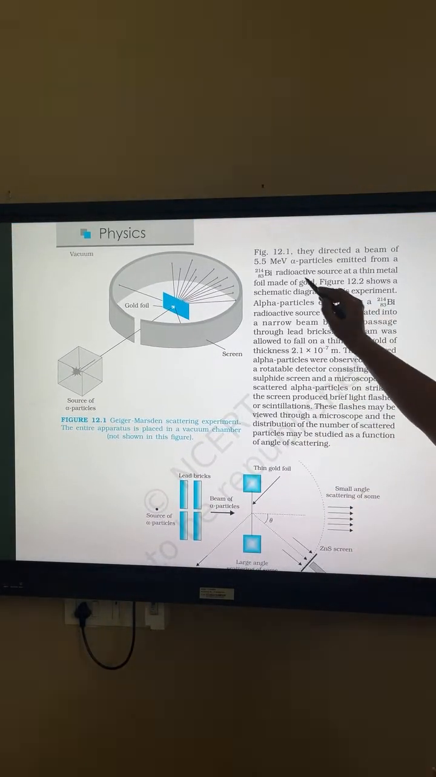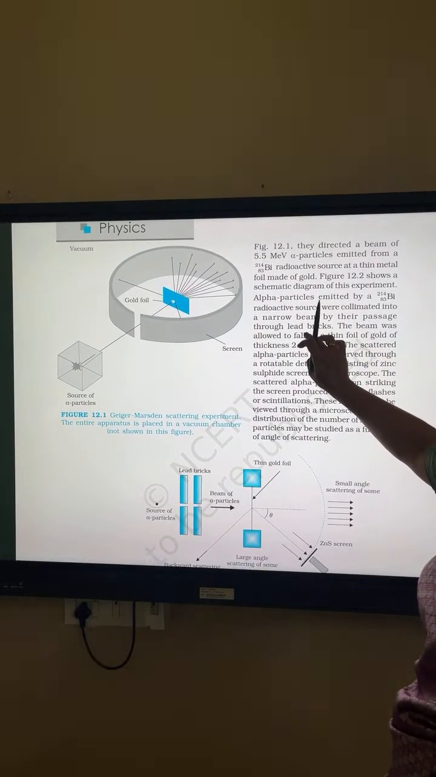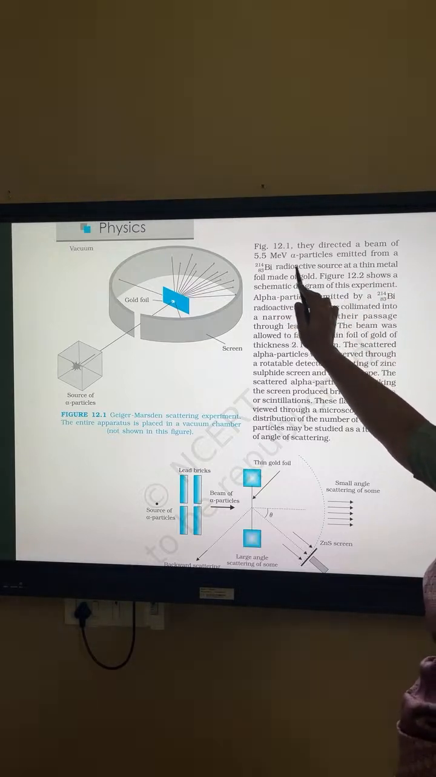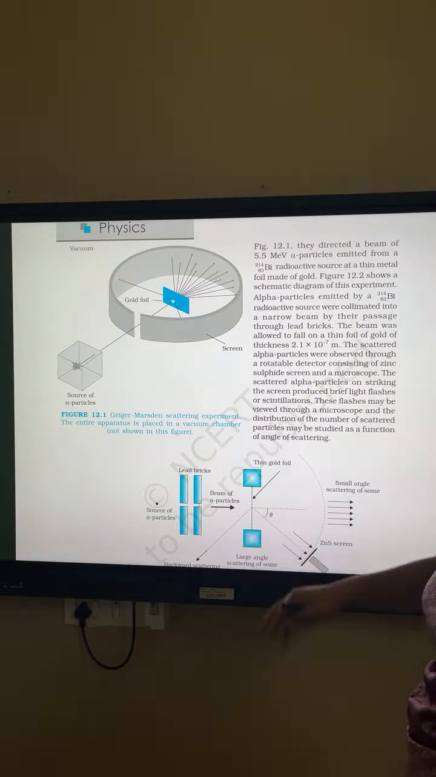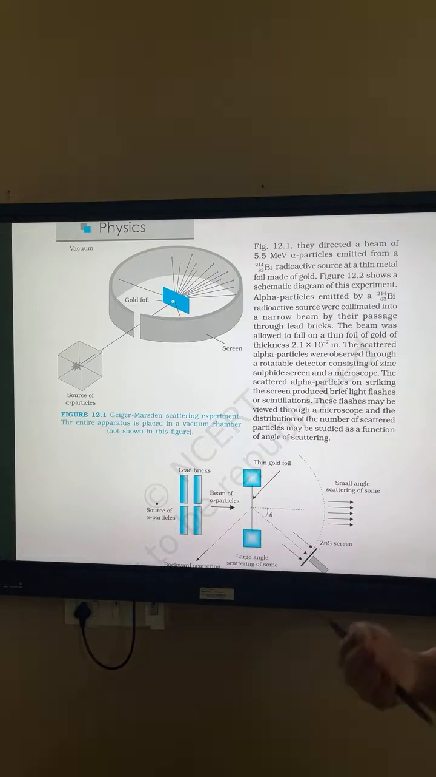Then you have to admit, what is this beam? This beam is nothing but a beam of 5.5 million electron volt alpha particles emitted from a bismuth radioactive source. So you are going to learn what radioactive elements are, what an alpha particle is, what a beta particle is, and everything.